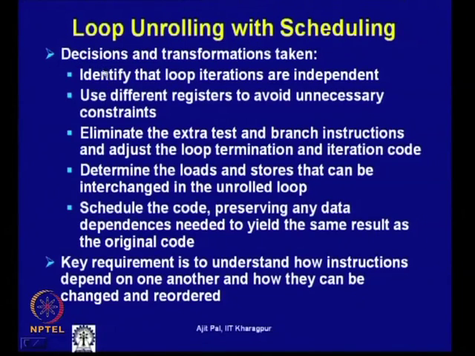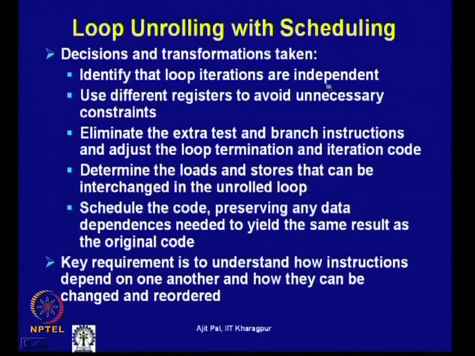before I come to the disadvantages, what kind of decisions and transformations are taken for loop unrolling and scheduling is explained here. What are the things the compiler has to do is being explained. First of all, identify whether the loop iterations are independent. It may so happen that different iterations may not be independent, what is being performed in iteration I and in iteration I plus 1 may not be independent. So, loop unrolling is profitable only when the loop iterations are independent.